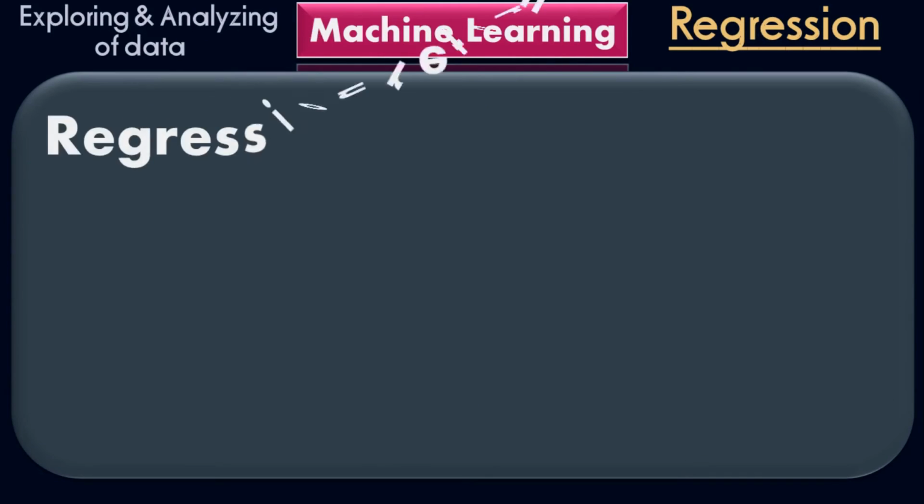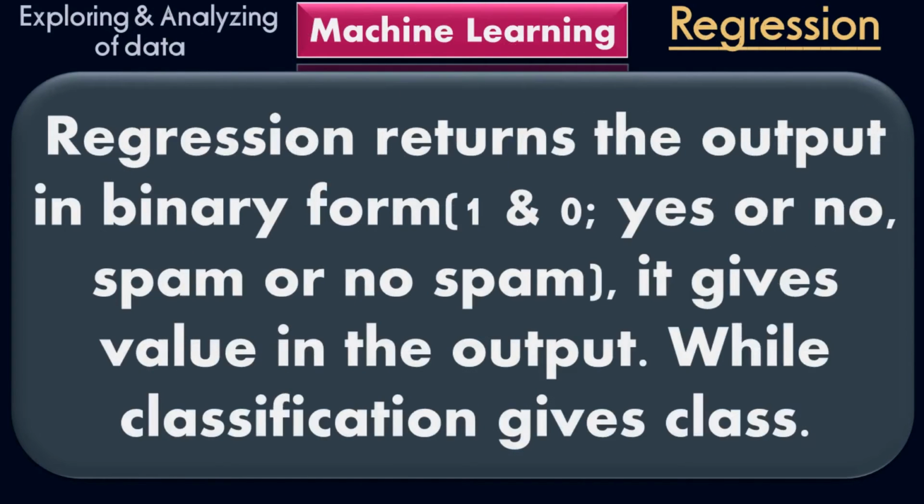Moreover, we can write that regression returns the output in binary form, 1 and 0, yes or no, spam or no spam. It gives values in the output, while classification gives class. Look, regression actually returns the output in binary form. What is binary form? Binary form is the 1 and 0 form. For example, 1 stands for yes, 0 stands for no. So it is a binary form.